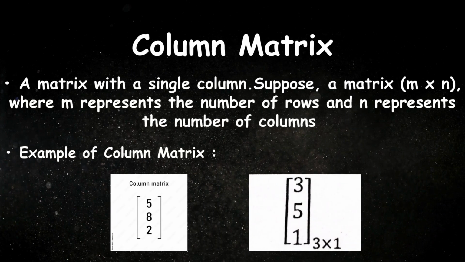Next, we are going to talk about column matrix. A matrix with a single column. Suppose a matrix m multiply n, where m represents the number of rows and n represents the number of columns. Example of column matrix, as you can all see, we have 3 multiply 1.